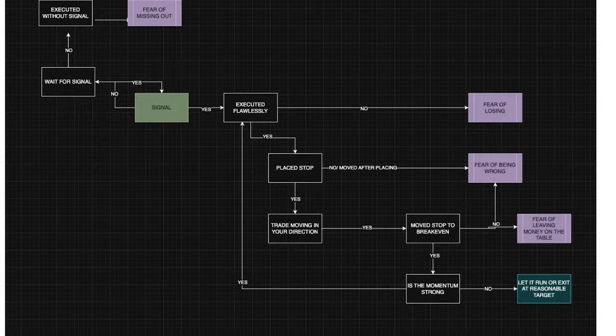Generally I would recommend to exit around all-time highs, all-time lows, double tops, or maybe you put the stop loss at break even and you let it run. It all depends on what kind of trader you are, but these could be some considerations.